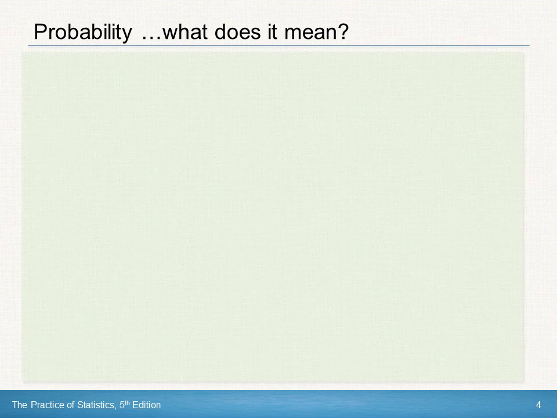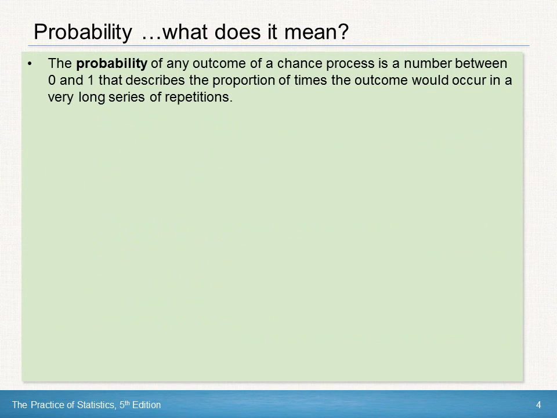All right, so what exactly does probability mean? Number one, the probability of any outcome of a chance process is between 0 and 1. So what's the probability that it's going to rain? It's either yes or no.